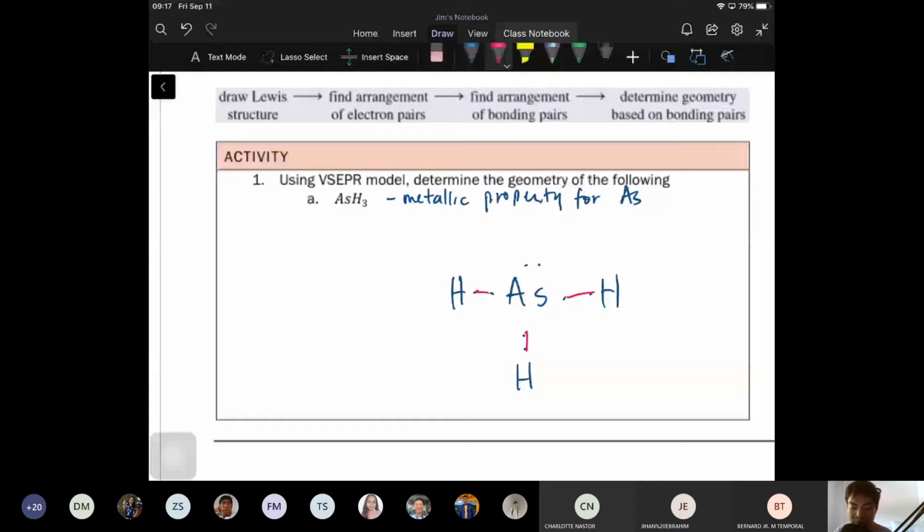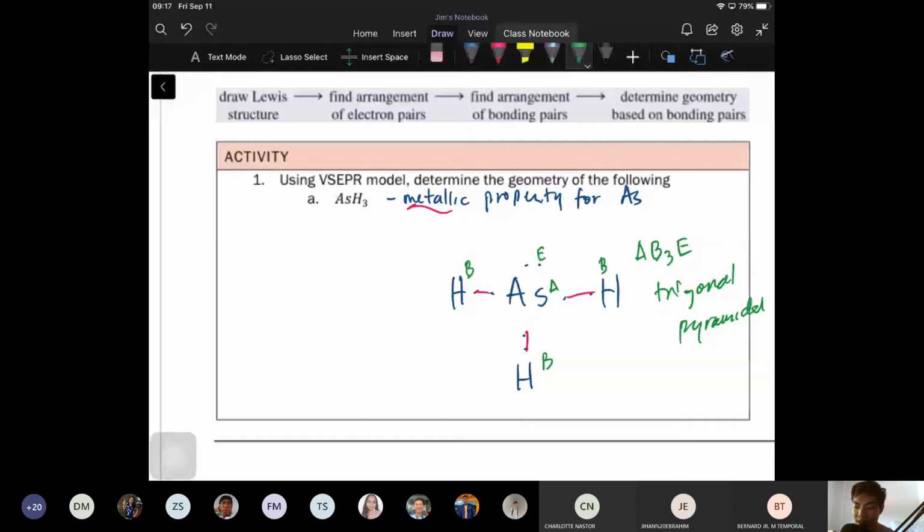So, tapos na. Basta pag may metallic property, just connect the dots. So, ano yung aking code? Ano yung code dyan? So, you have your central atom A. You have 3 terminal atoms, B, B, B. And you have 1 lone pair in your central atom. So, you have your E. Ano code yan? AB3E. So, anong shape yan? Yan ay trigonal pyramidal.